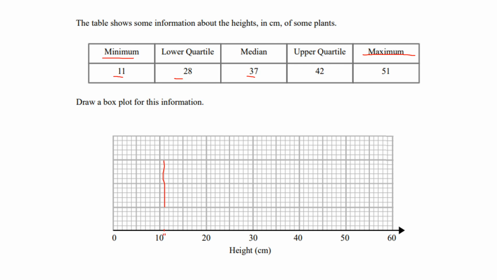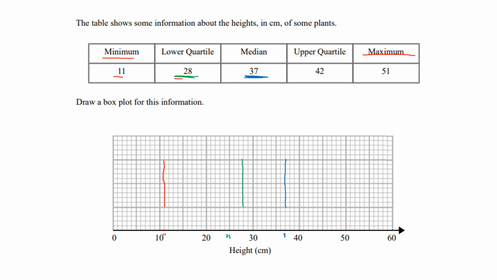The lower quartile is 28. So I'll put the lower quartile, this is 25, so 26, 27, 28. This is 28 here, okay? The median is 37, okay? So let's put 37 here, okay?